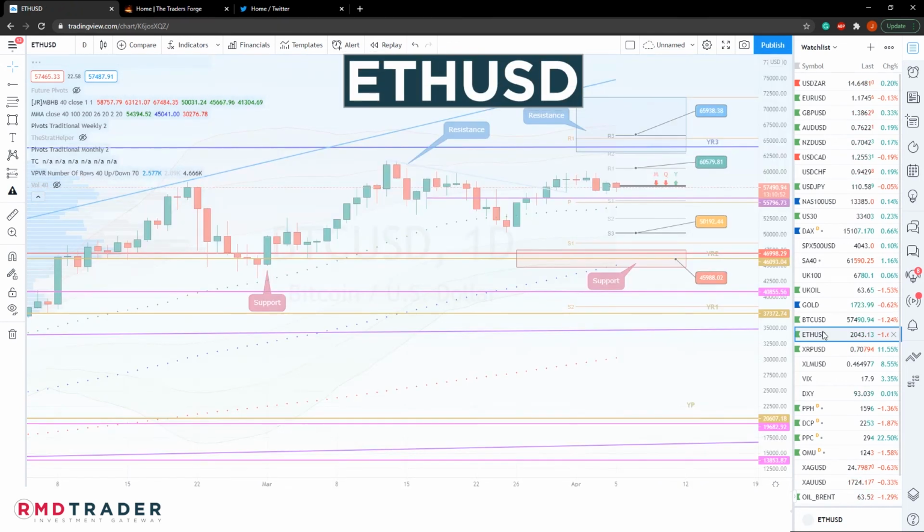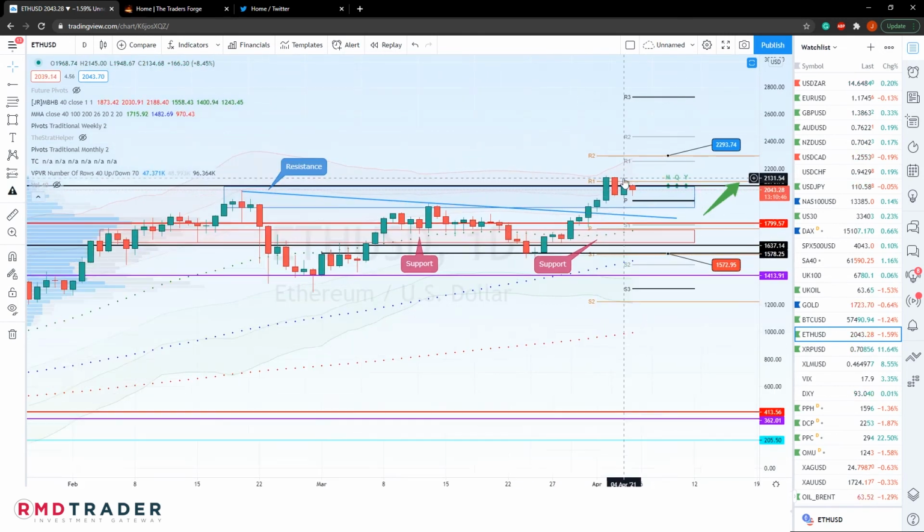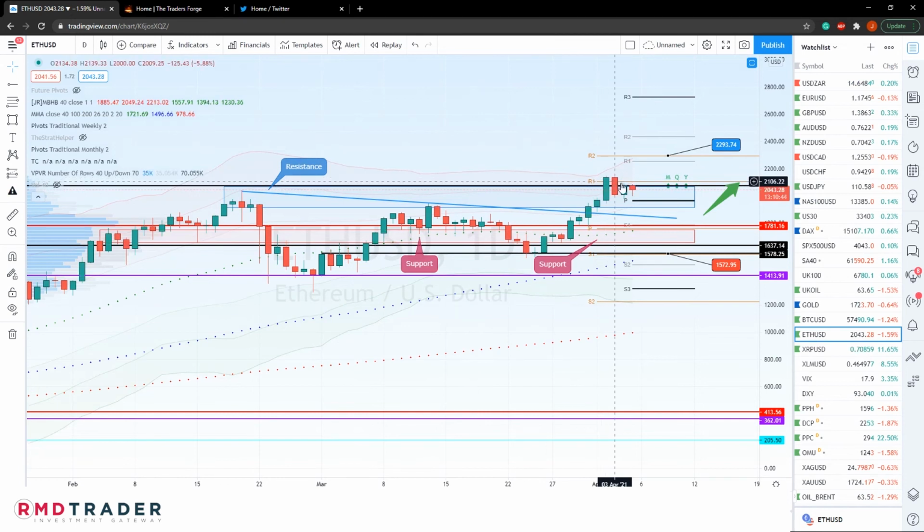Just quickly and briefly having a look at Ethereum as well, we can see that Ethereum has made new all-time highs, with price now currently facing strong overhead resistance from the monthly R1, and that is at 2,075. If price can break above that level and take out that high, I suspect it will push higher towards resistance at the monthly R2 at 2,300. However, if it does fail, it will probably retest the breakout level close to, I'd say, about 1,860.